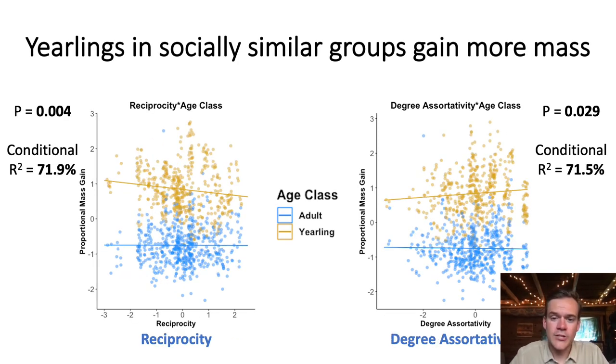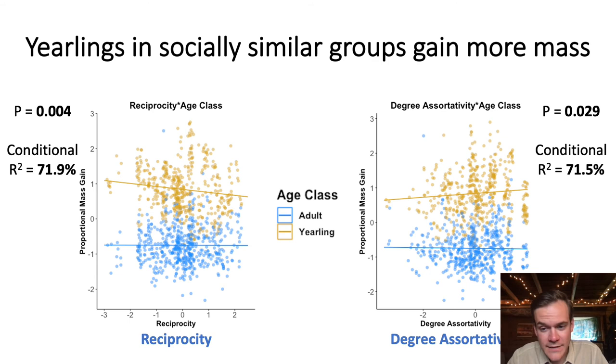Reciprocity, which is how mutual interactions are, is bad for yearlings. Reciprocity is an important concept for the evolution of behaviors, such as grooming, cooperation, and dominant hierarchies, and is typically hypothesized to be beneficial in affiliative scenarios. Surprisingly, we found the opposite. This may be because as reciprocity increases, so does the number of interactions occurring. And as we just saw on the last slide, more connectivity is bad.